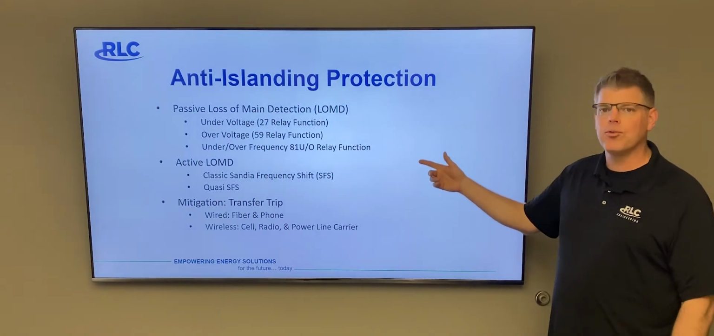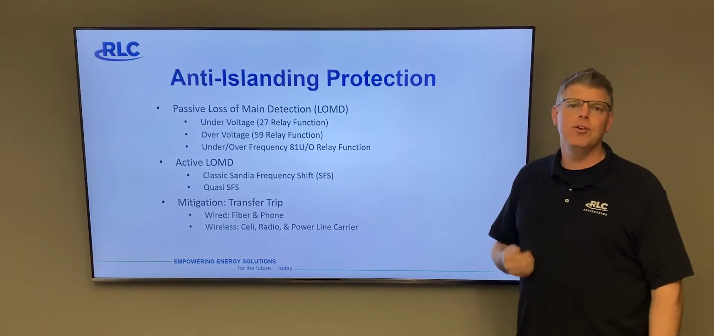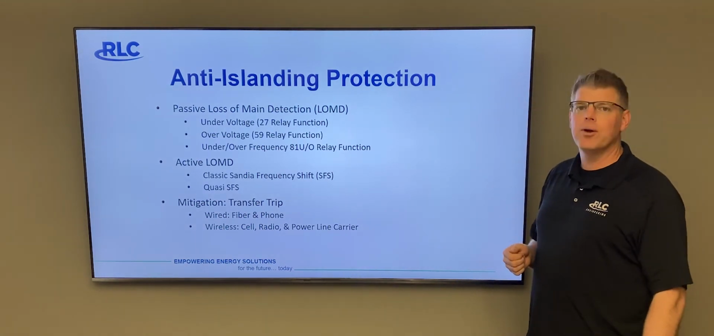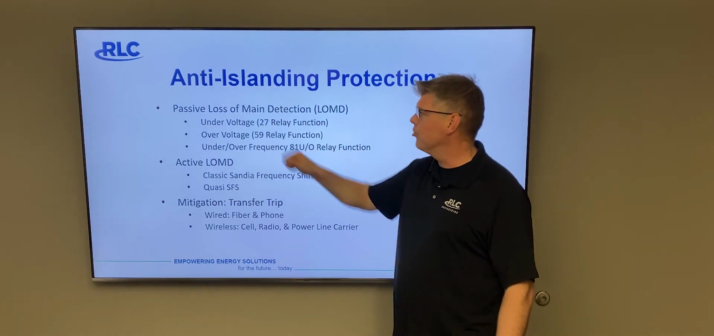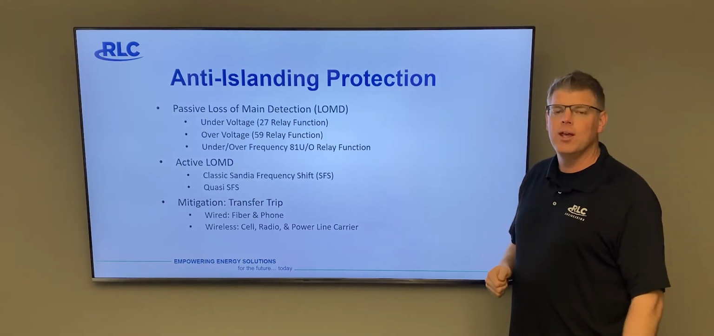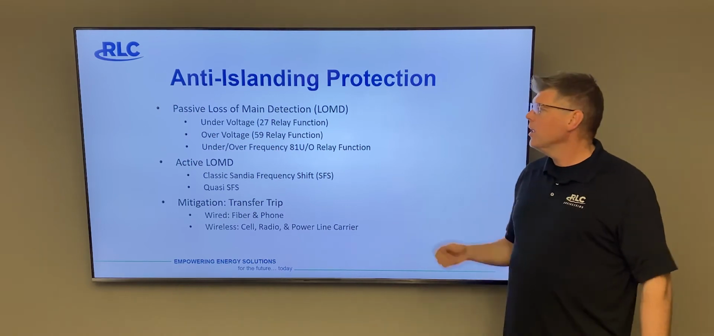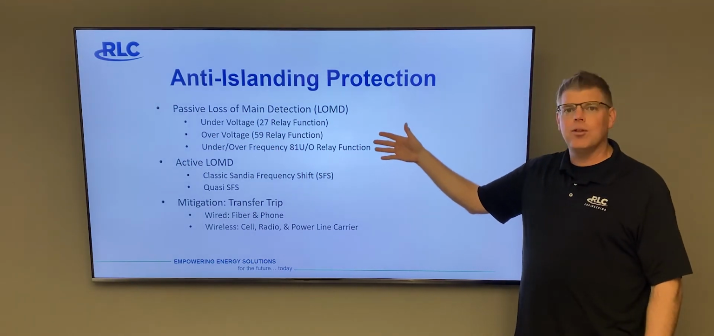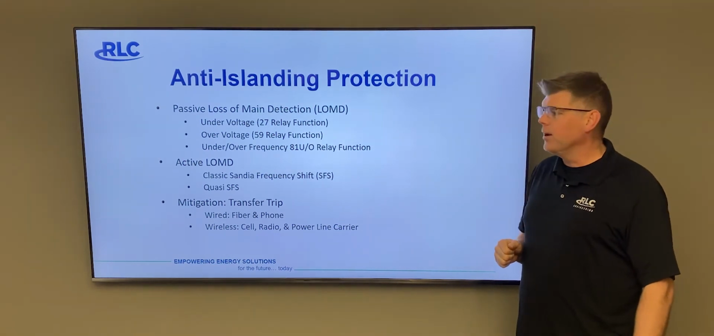The first protection we'll talk about is passive loss of main detection. These are your traditional utility grade relays. We have a 27 device, which is under voltage, a 59 device, which is over voltage, and an 81 device, which is frequency, under and over. If these conditions that exist in an island are unacceptable, the project will trip offline.